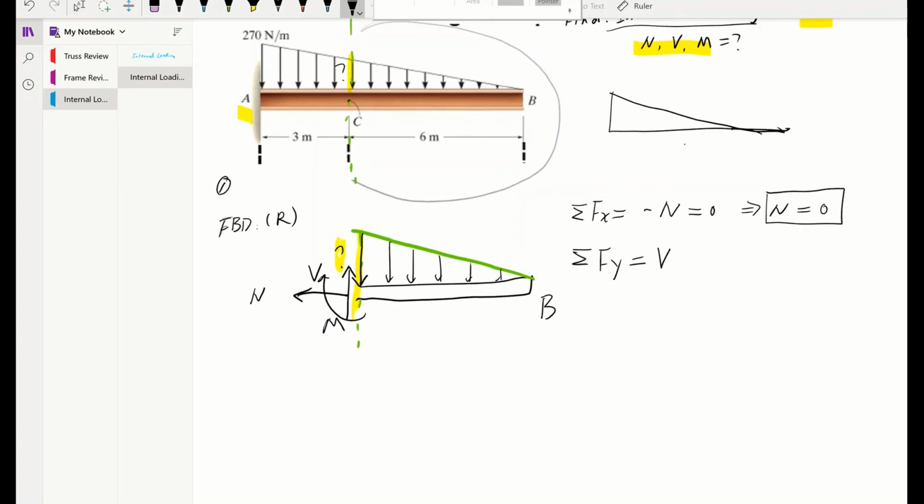Entire beam, base is 9 meter. The height is 270 Newton per meter. Then we'll have at point C, and that's what you're solving right here. And at this point C, this length is 6 meter.